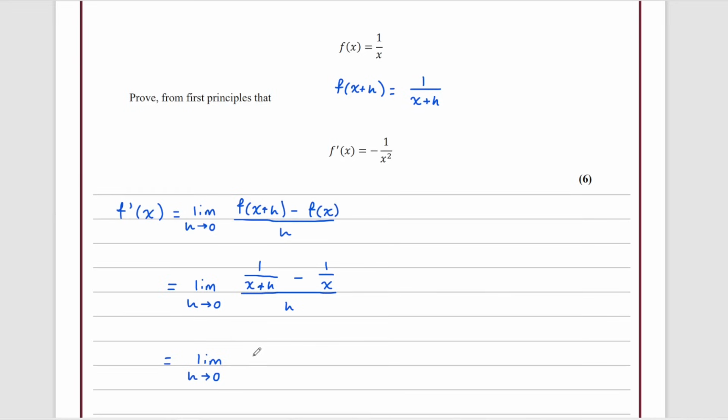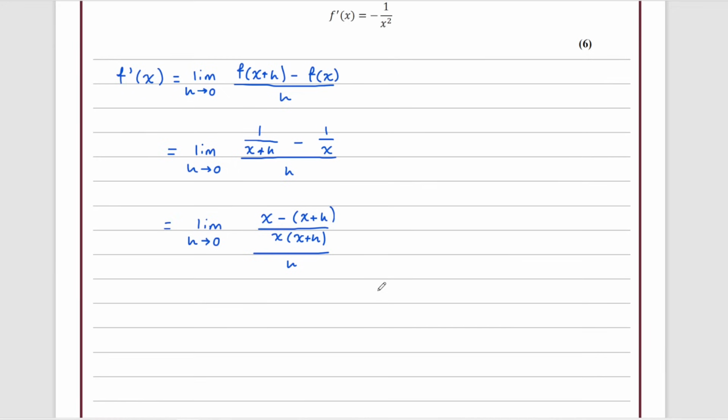So putting that together then, I would say we've got x minus x plus h, all over x times x plus h, and then this is all over h. So this is my numerator here, and this is my denominator of h.